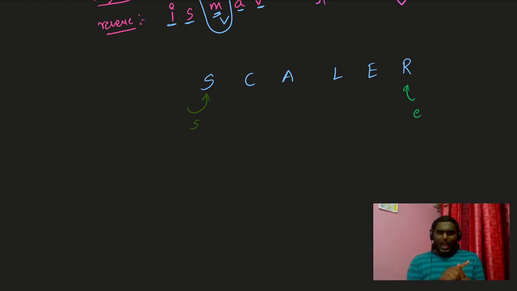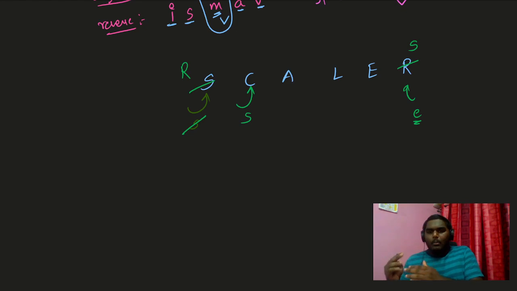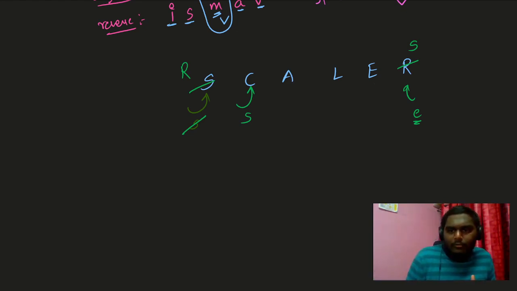So what we do? We simply need to swap both R and S. Then what do we need to do? We need to move our start towards the next element. It means we simply move our start to here. Do you agree? Now what do we need to do with the end? We simply need to move our end down towards the left, right? So it will be here.